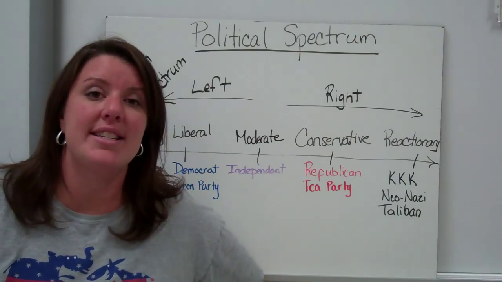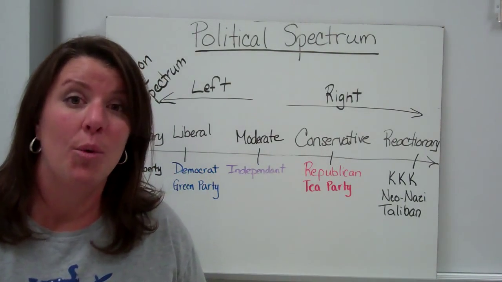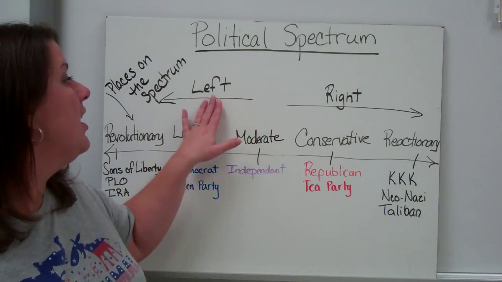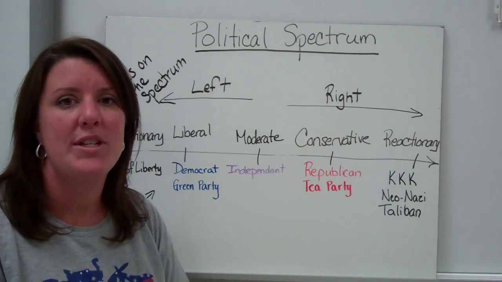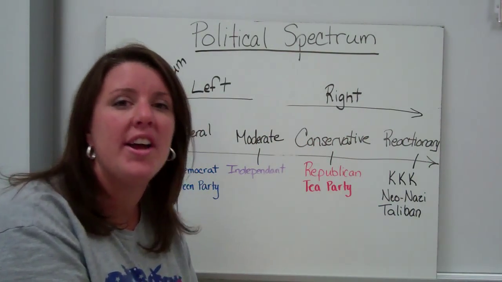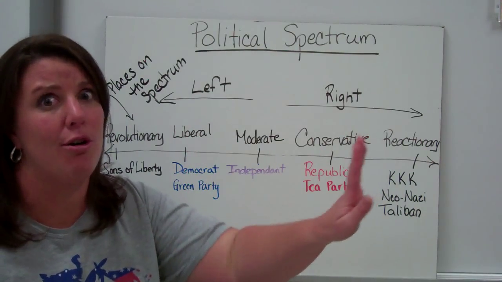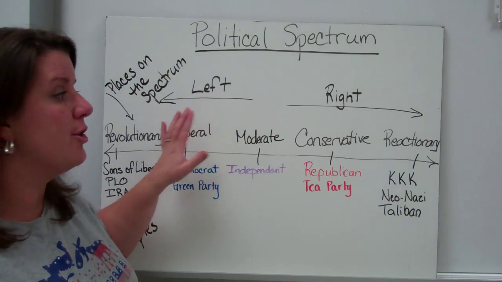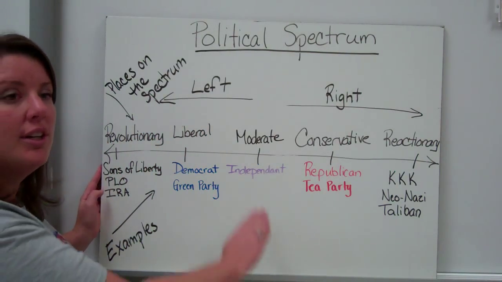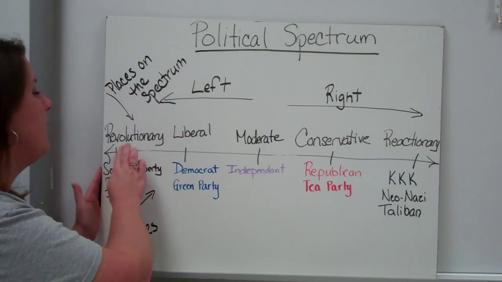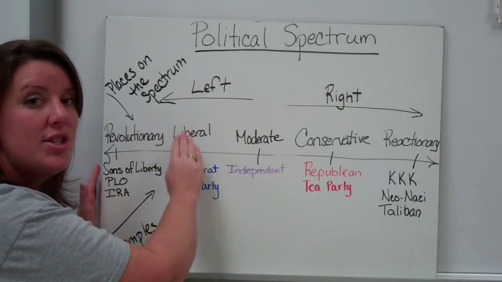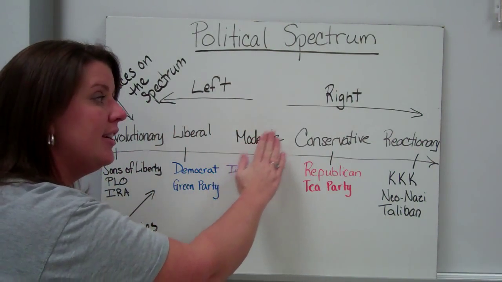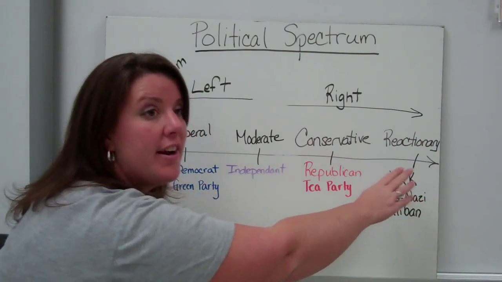When you talk politics, we just started political jargon. Well, there's more jargon to come, all right? Right and left. Maybe you've heard someone say, I lean to the right, I lean to the left, or he's far right and she's far left. Well, those are political jargon terms. This is the spectrum. Starting on the far left, you have revolutionary. Then it goes to liberal, then moderate, conservative, and reactionary.